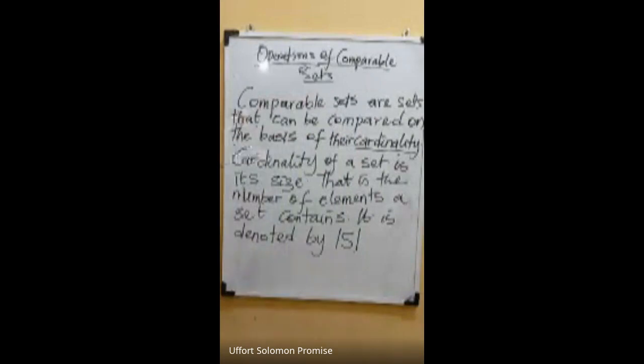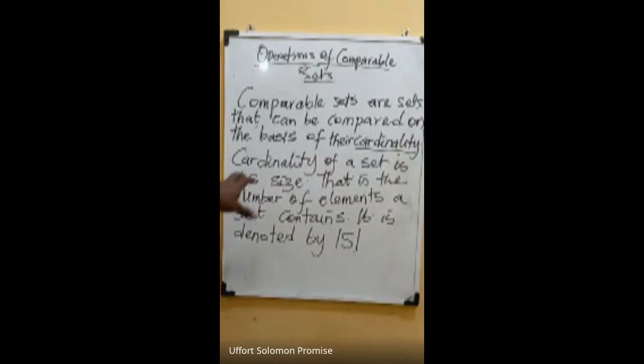Comparable sets are sets that can be compared on the basis of their cardinality. Cardinality here means the numbers of elements or members. Elements are actually the members of a set, the content that makes up a set. So you compare sets based on the number of elements or members that a set contains. That is what comparable set actually means.